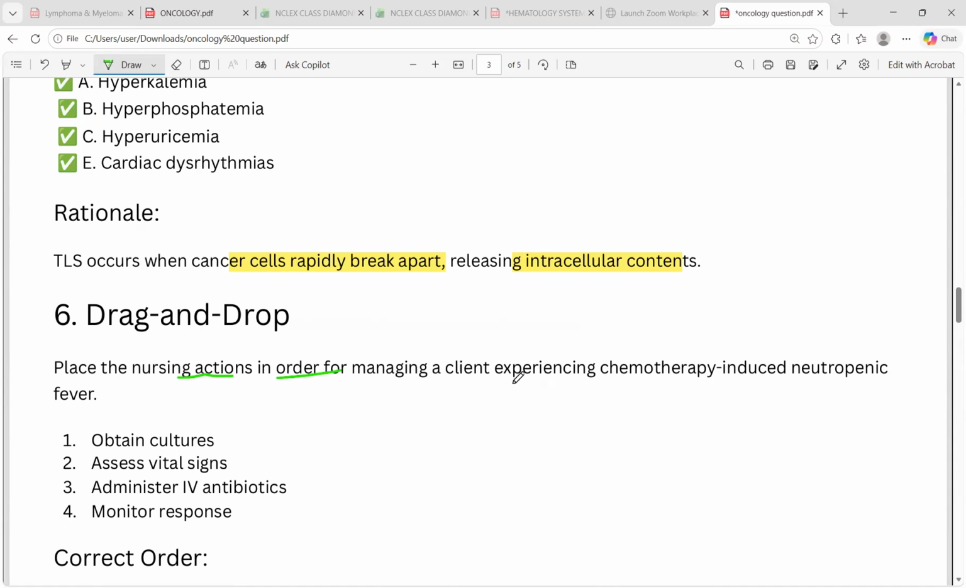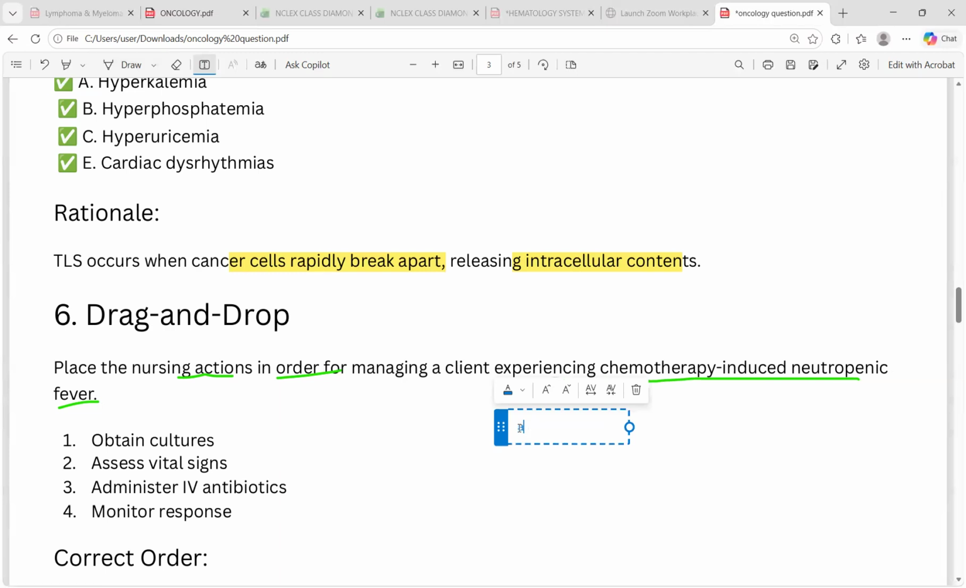Managing a client experiencing chemotherapy-induced neutropenic fever. So here the client has neutropenia and also has a fever. The actions are: obtain cultures, assess vital signs, administer antibiotics, monitor response. In such cases, for a care plan based question, we can use the method ADPIE. Okay, what does ADPIE mean?